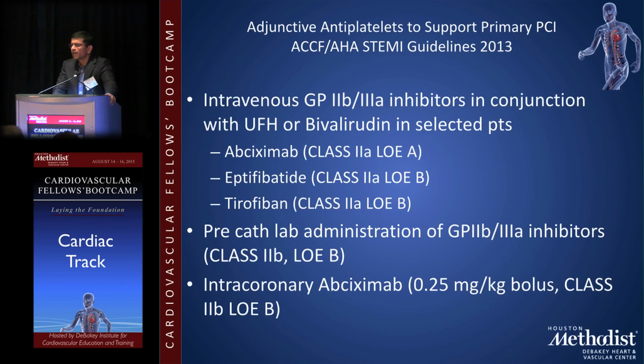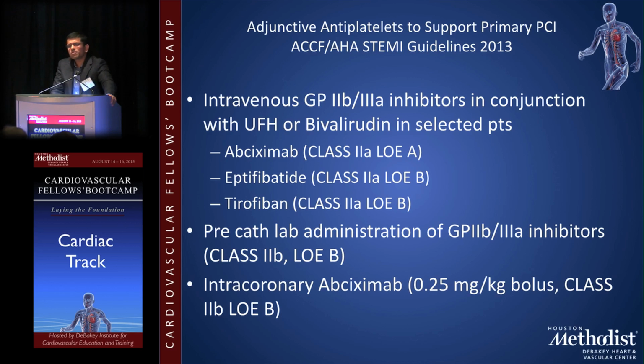Then for acute treatment during primary PCI, it is reasonable to start these patients on a 2B3A inhibitor, and you have 3 choices: abciximab, eptifibatide, and tirofiban. They have slight differences in the duration of action, how they work, and the size of the molecule, but all 3 of them have class 2A recommendations for use around the time of the primary PCI.